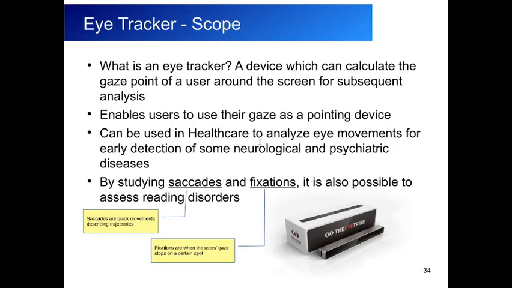Eye tracking devices. Here we are talking about tracking the eye movement. So we can track the gaze of a person who looks around the screen and identify which part of the screen he or she is looking at. And also you can use the gaze as a pointing device.